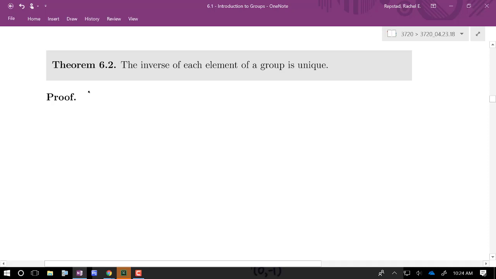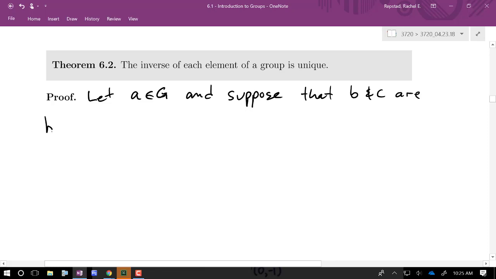So let A be an element of G. And let's suppose A has two inverses. We'll show that they're the same element. So let's suppose B and C are both inverses for A.